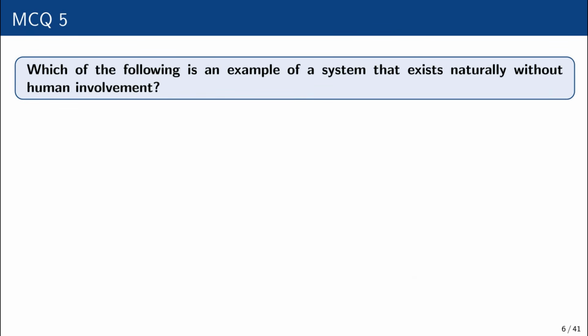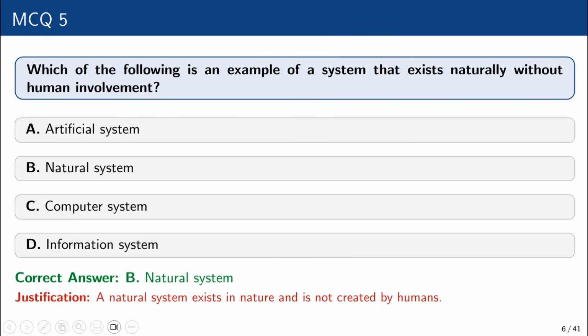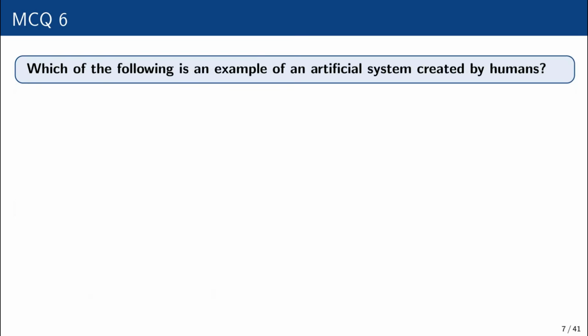Question number 5. Which of the following is an example of a system that exists naturally without human involvement? Artificial system, natural system, computer system, information system. Correct option is natural system, because a natural system exists in nature and is not created by humans.